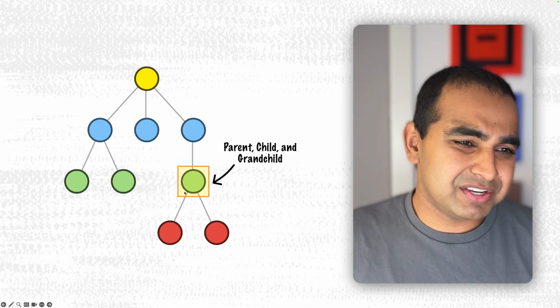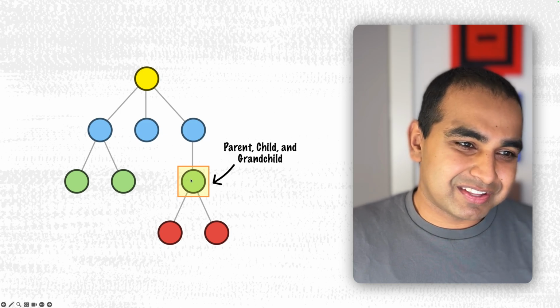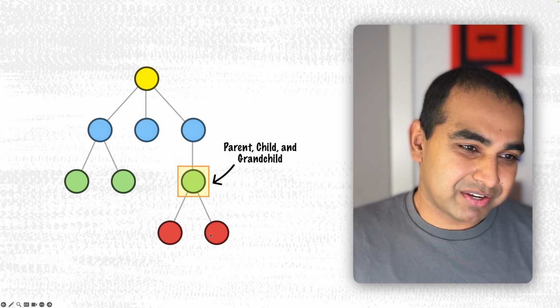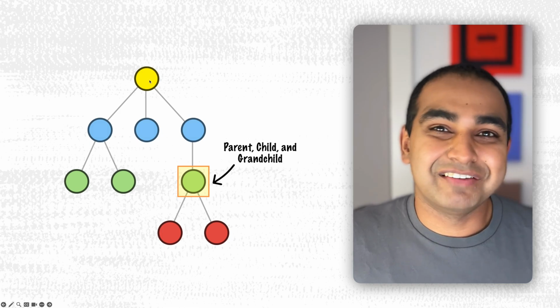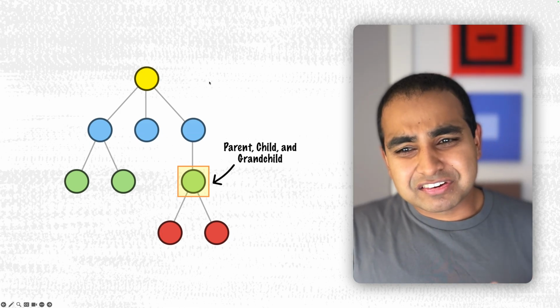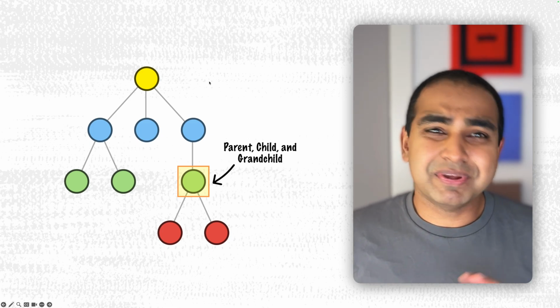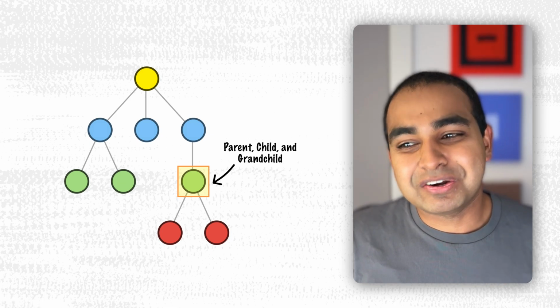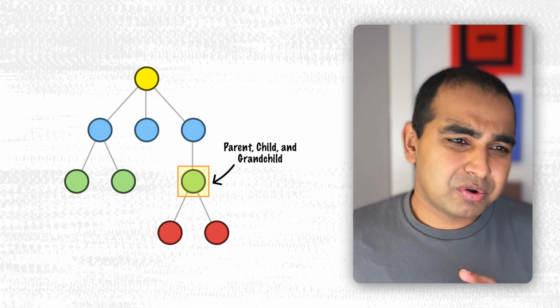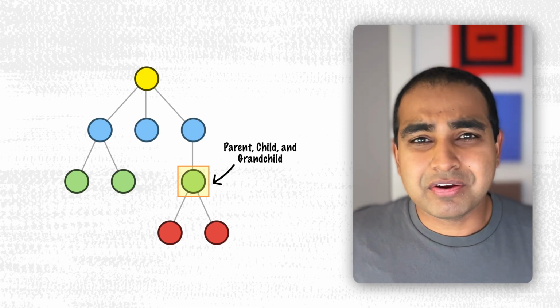Like for example, this green node right here, it can be many things. It's definitely the child of the blue node, it's a parent of the red node, it is a grandchild of the yellow node. So adding extra familial layers just adds more complexity, especially since we have different ways of specifying the exact layer in the hierarchy a node is present in. So we don't typically go beyond parent and child.